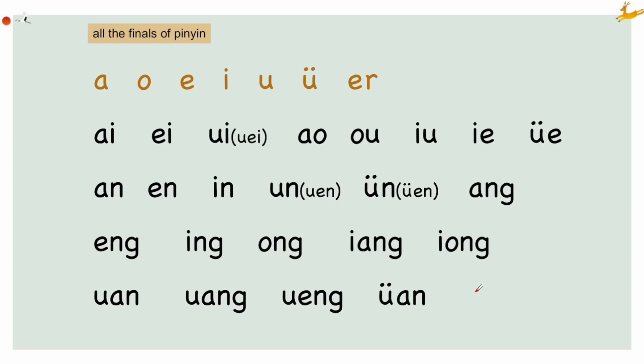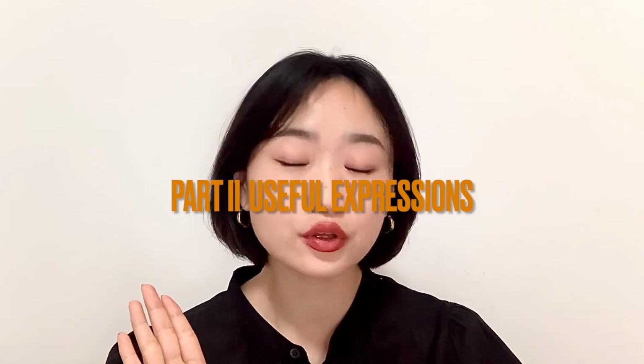And now we have learned all the finals of the Chinese pinyin. The first row are the single ones, and the last rows are the compound ones. And we know that the single ones are the basis of the compound ones. Okay, so look at the screen. Can you read all the finals of pinyin? If you cannot, you can check the former lessons of our channel to remind you of the sound of all the finals.